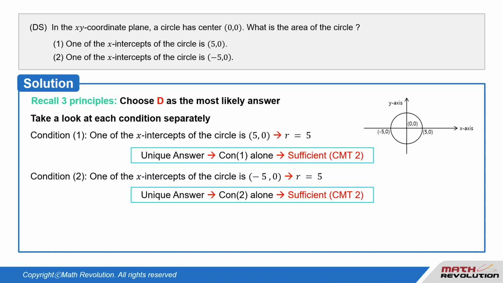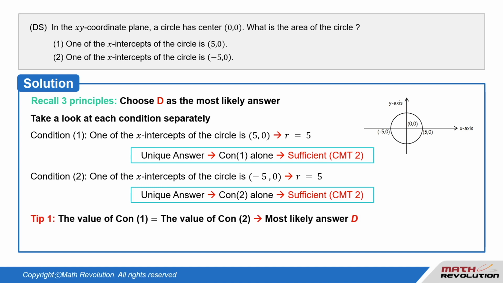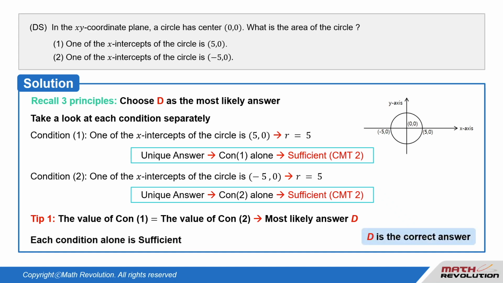Also, according to tip 1, it is about 95% that D would be the answer when the value of condition 1 is equal to the value of condition 2. Remember, in this case, the answer is D because there are three variables and two equations in the original condition, and we needed just one more equation. Ordinarily, a question like this would end up with E as the correct answer. Each condition alone is sufficient. Thus, D is the correct answer. Answer, D.